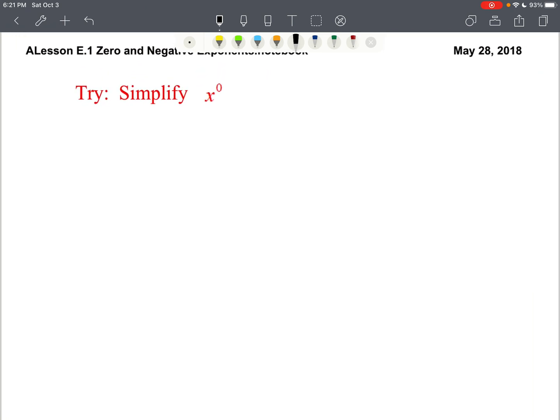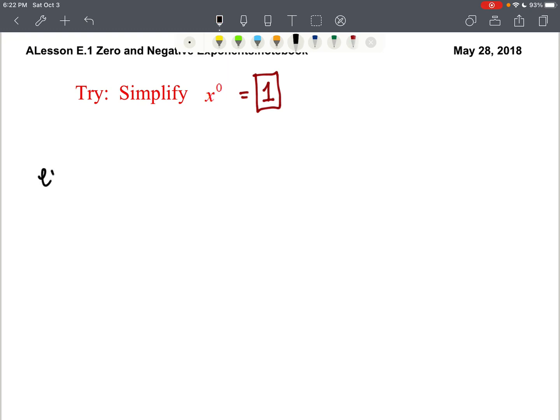So here we have simplify x to the 0. Go ahead and try that. And what did you get? Hopefully you got a 1 and you boxed it.